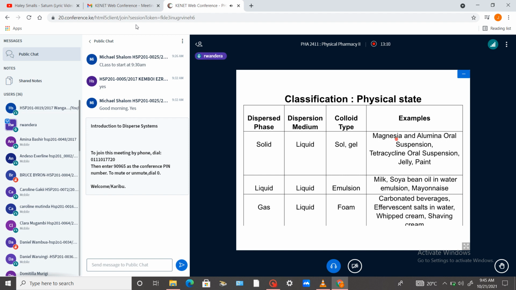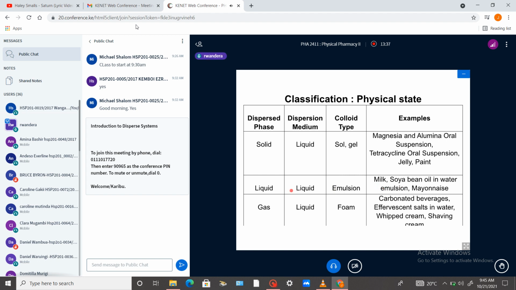A liquid dispersed in a liquid forms an emulsion. A good example is milk. Soybean oil in water emulsion. And you also have mayonnaise. I think you've come across milk and mayonnaise in your day-to-day life.